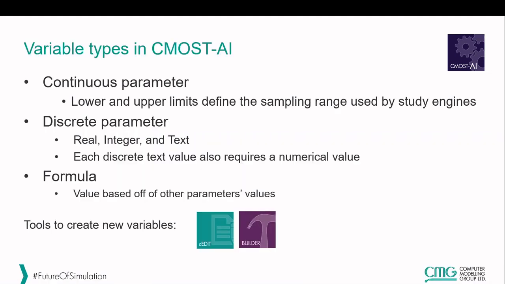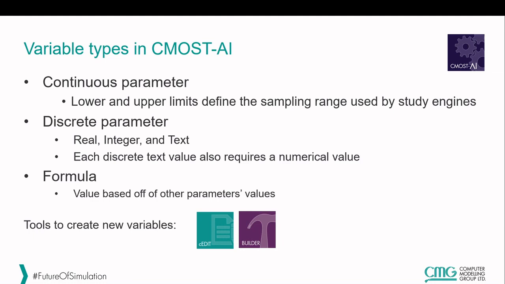We have three main types of variables in CMOST AI. Most commonly used are continuous parameters. In this case, we have upper and lower limits for the variable, and the optimizer is free to choose any value within that range.